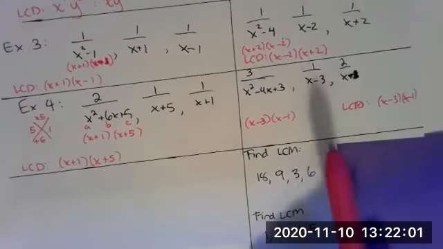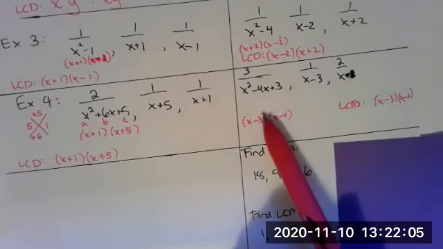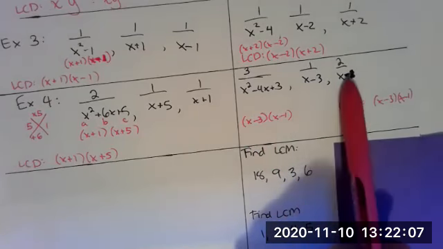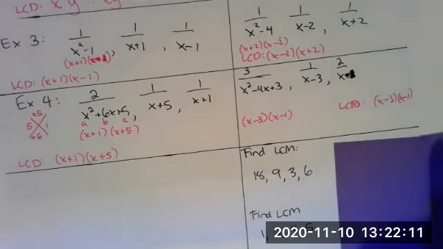And here we are. Factorization. These and these both multiply into that. So our LCD is x minus 3 times x minus 1.